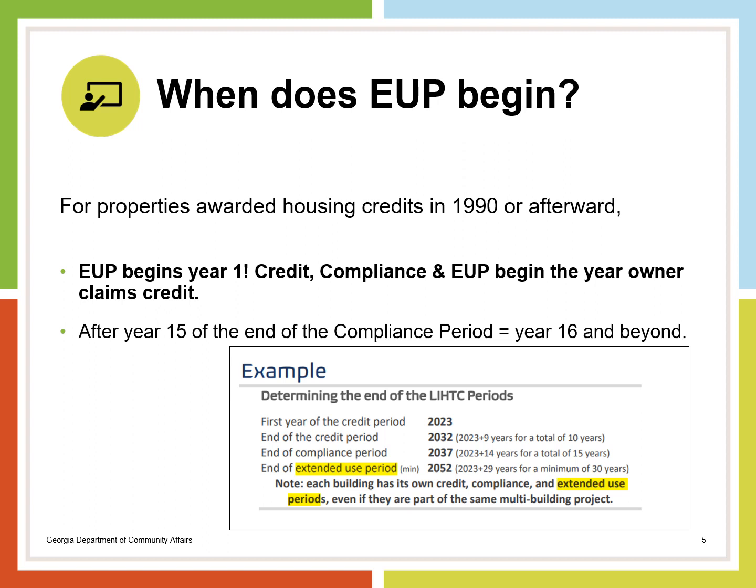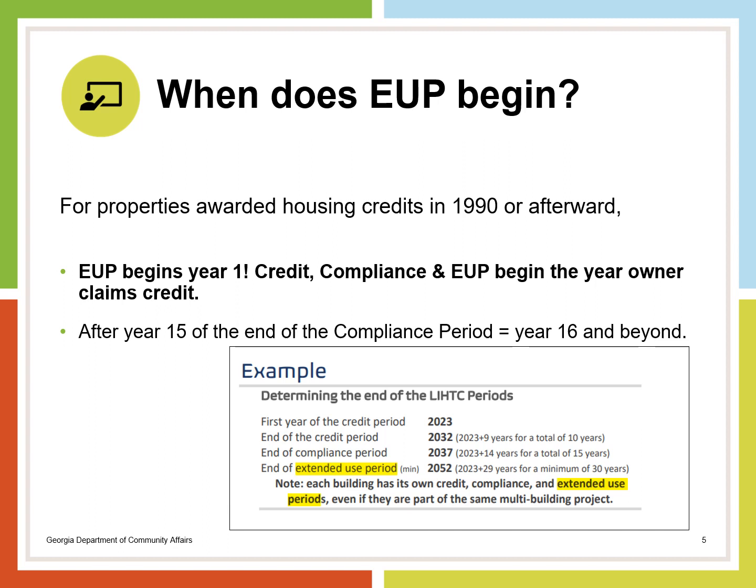By this understanding, you need to know how to calculate the life of a tax credit property. Take this example as guidance. An owner claims credits in 2023. So the end of the credit period is 2032. That is 2023 plus 9 years for a total of 10 years. The end of the compliance period, also known as the affordability period, is then 2037. That's 2023 plus 14 years for a total of 15 years.